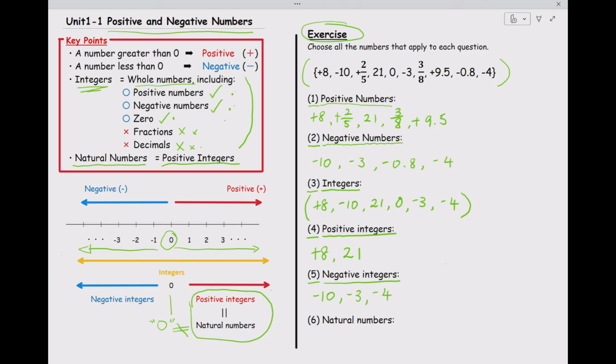Last one, number 6. Natural numbers. Do you remember what they are? Yes. They are the same as positive integers. Here, just copy the answer from number 4. So, it is plus 8 and 21.